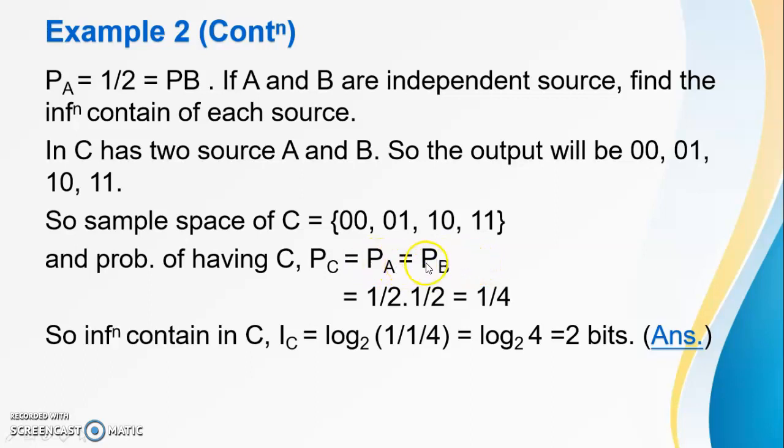P(A) into P(B). It is not equal to, it is into. It is printed here. So P(C) equals half into half, that is equal to 1 by 4. So the information contained in C, I(C), equals log base 2 of 1 by 1/4, or log base 2 of 4, that is equal to 2 bits.